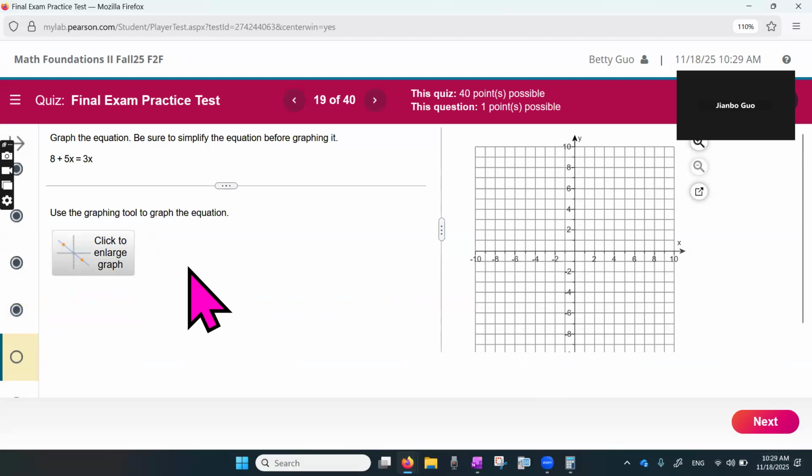And this one, graph the equation, be sure to simplify the equation before graphing it. That's a very good reminder because this equation does not contain y. The equation only has x. That means we're expecting to have a what? Vertical straight line.